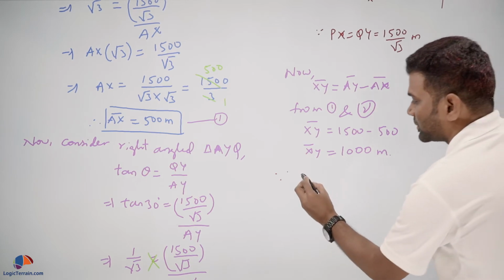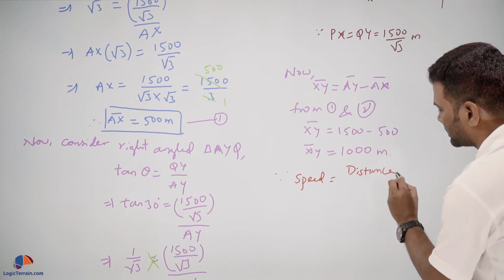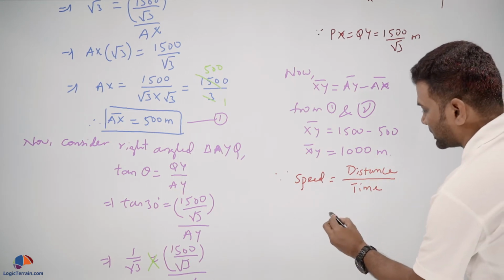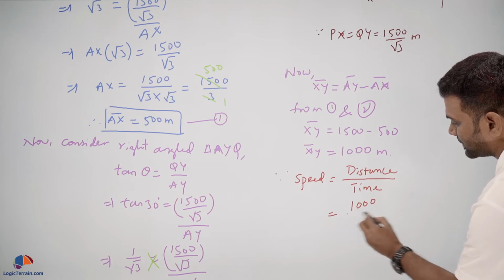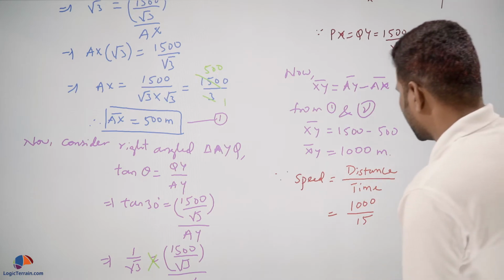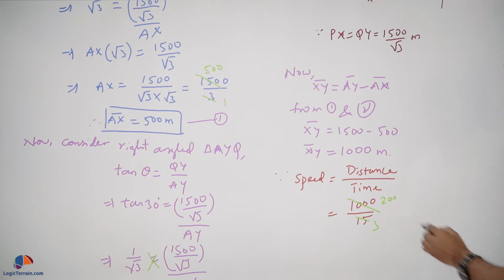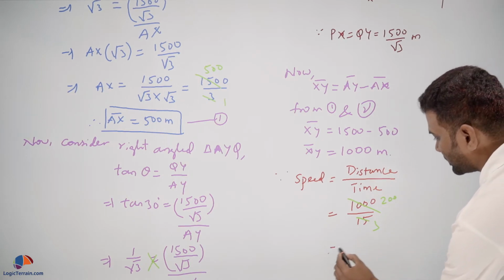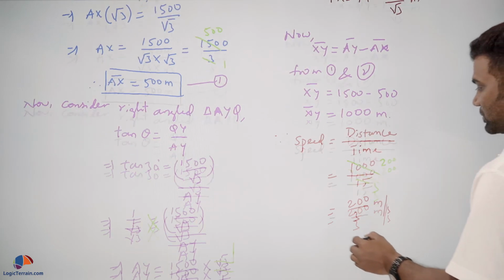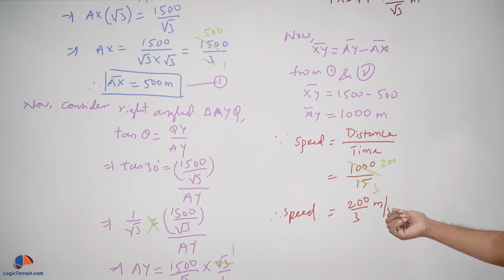Since we know speed is equal to distance upon time, then distance we got 1000 and time we have 15. So on dividing, 5 3s are 15, 5 200s are 1000. So we have 200 upon 3 meter per second. Therefore speed we got 200 upon 3 meter per second.